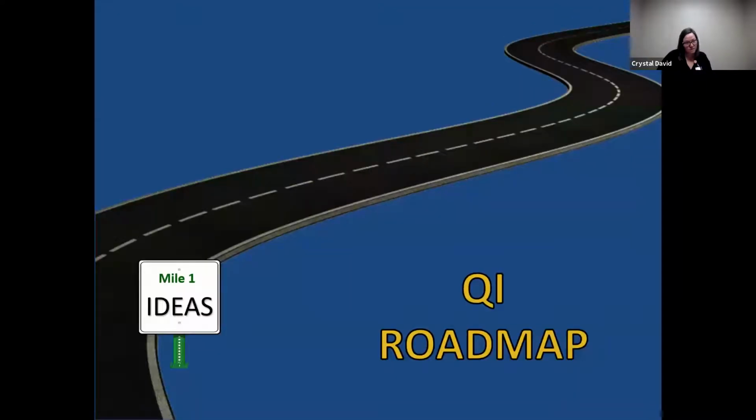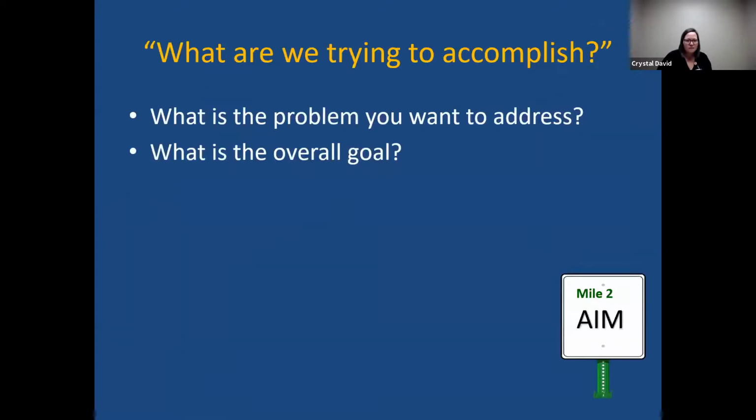Okay, so we finished our mile 1 and we would move on to mile 2. So mile 2 is once you have your idea, let's focus it and come up with an aim statement. So mile 2 is our aim. And when we're thinking about our aim, really what we want to think about is, what am I trying to accomplish? So I know I have these ideas, but what do I want to do with that idea? What's that problem I want to address specifically? And what is my overall goal?